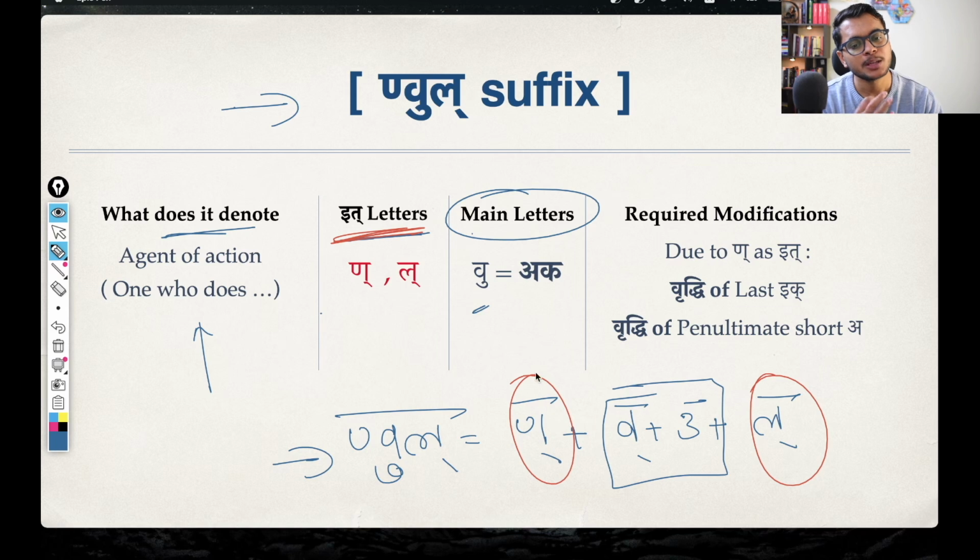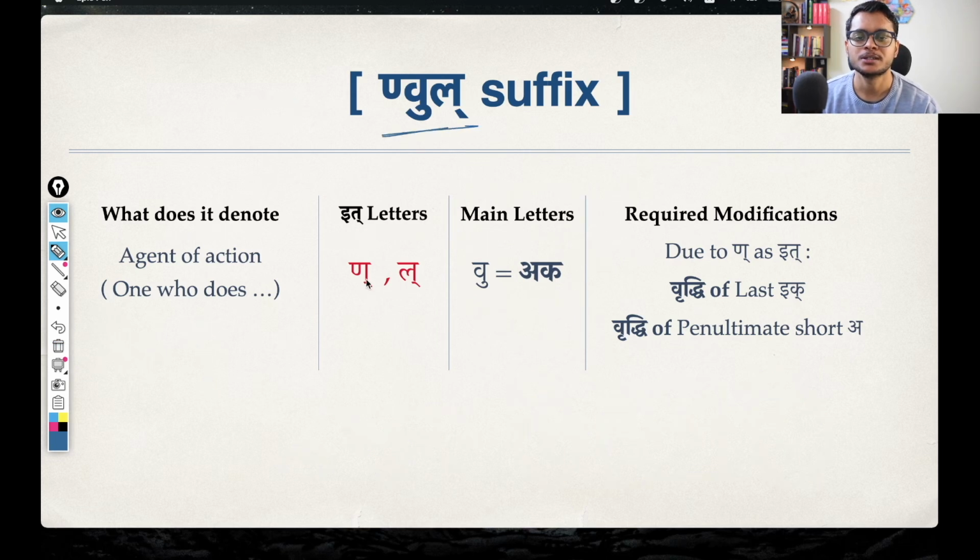But due to some sub-rule, this vu changes into this aka. Okay, so it does not happen with all the suffixes, but with a few suffixes. Whatever remains, this also further modifies into something else. And there is a sub-rule that guides this modification, but we don't have to go through that sub-rule. All we have to remember is this vu changes into this aka. So basically, for this nuvul suffix, this na and la, these are the it letters, and this aka, this is the main content that gets added. Okay, so just remember that.